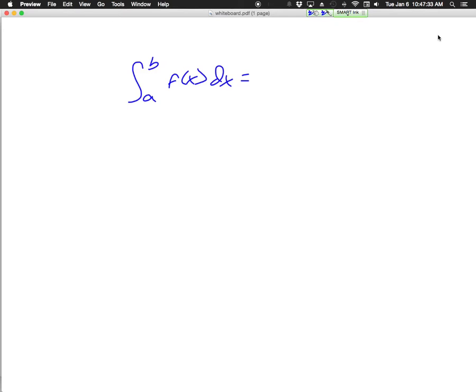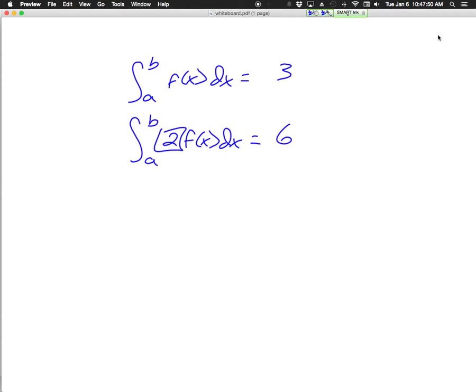Integral from a to b of f of x. All right, so we're going to say this thing is equal to 3. If that's equal to 3, and then I come in here, and then I ask you what this is equal to, what do you think it's going to be equal to? 6. 6 is correct. Nice.